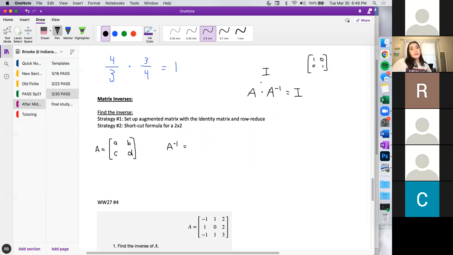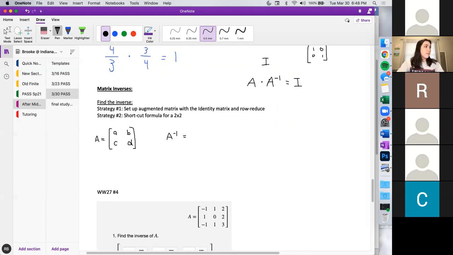Let's figure out how to find an inverse just given a normal matrix like A. You have two ways to do it. One way is to create an augmented matrix, which is just a matrix that has that bar in the middle of it, with your matrix on one side, the identity on the other side, and then you row reduce it. So if I wanted to find the inverse of a matrix, I'm going to test one out real quick in my calculator just to make sure it exists before I do it.